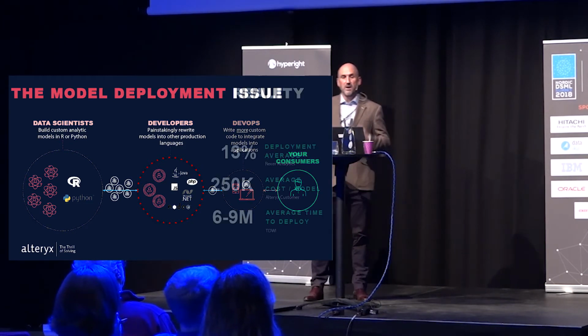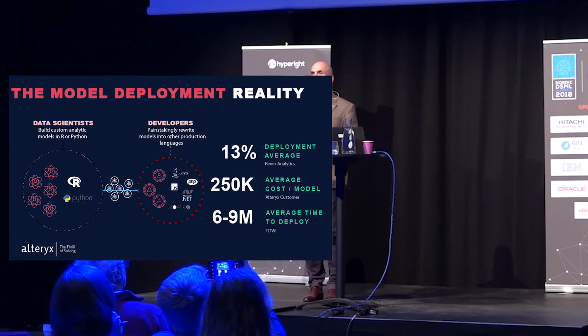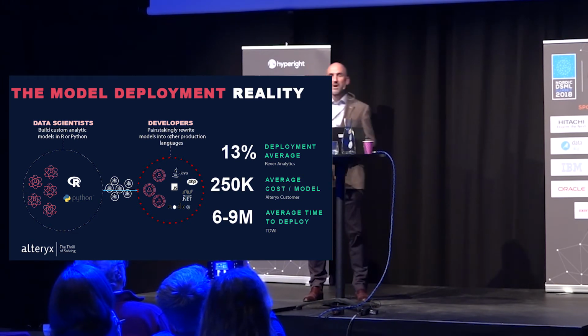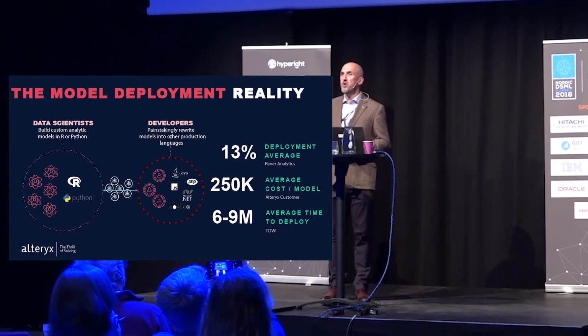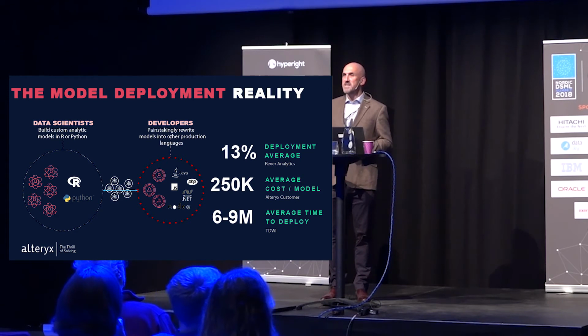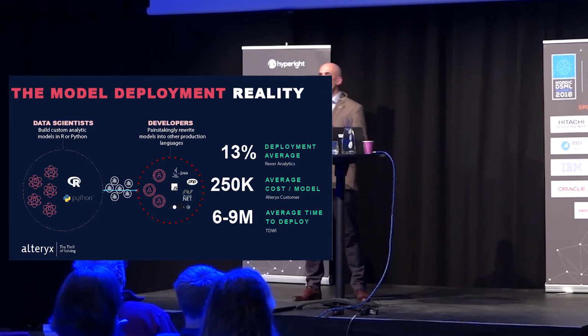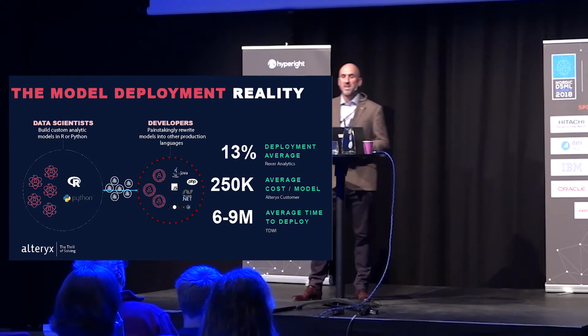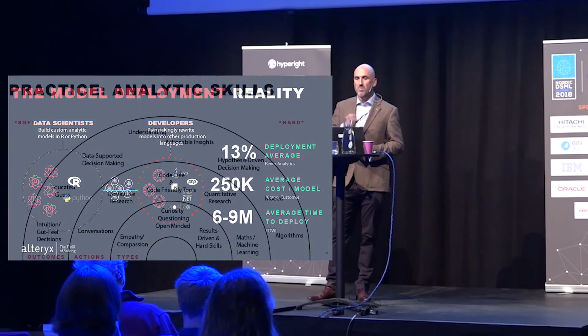Very, very briefly, only 13% of data science models get deployed, at a cost, on average, of $250,000. 6 to 9 months to get that cycle end to end. This is an enormous source of waste, and it's a huge anti-pattern.